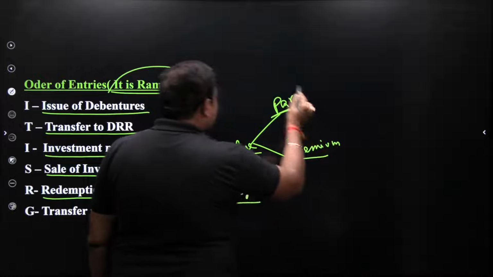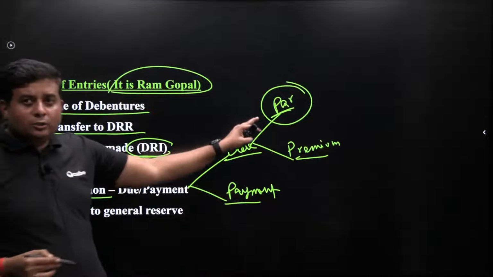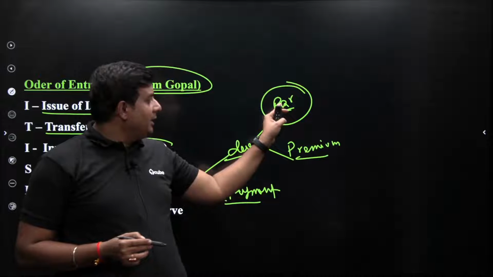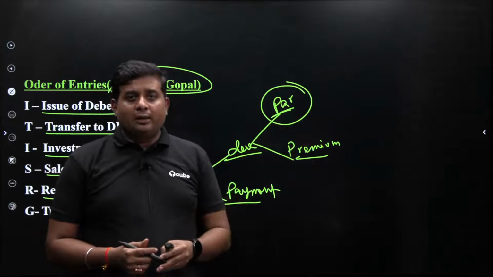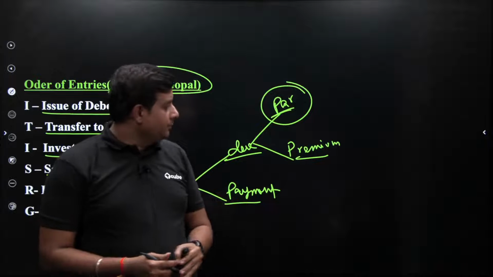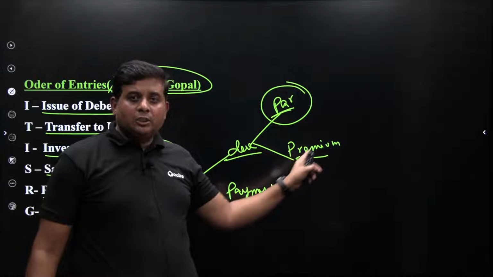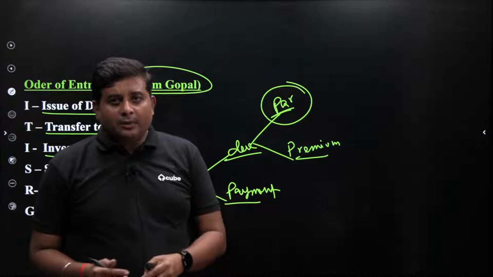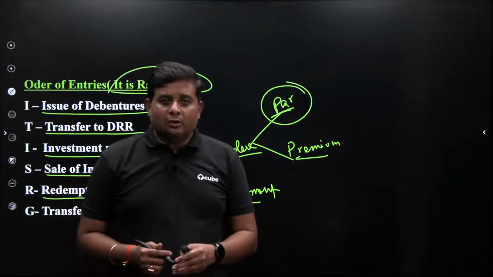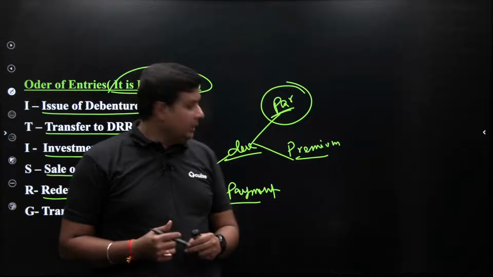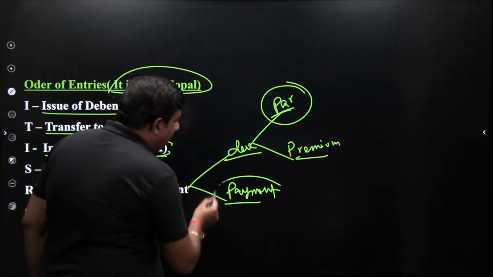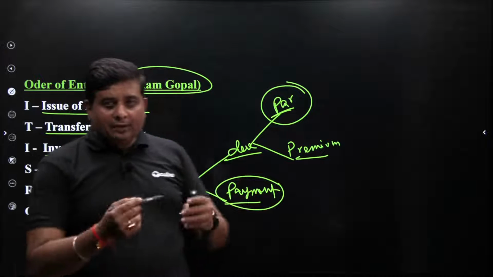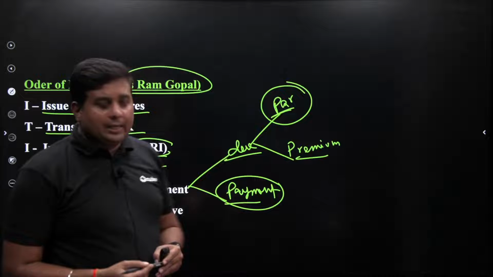When redemption becomes due at par, the entry we have already discussed: X% debentures account debit to debenture holders account. And when debentures are due at a premium, the entry should be X% debentures account debit, premium on redemption of debentures account debit, to debenture holders account. And as for the payment, the payment entry is debenture holders account debit to bank account.